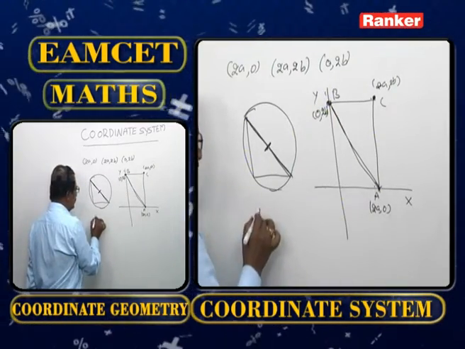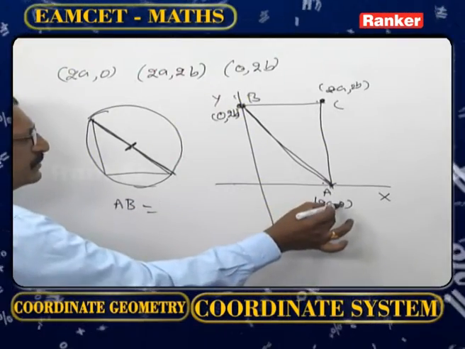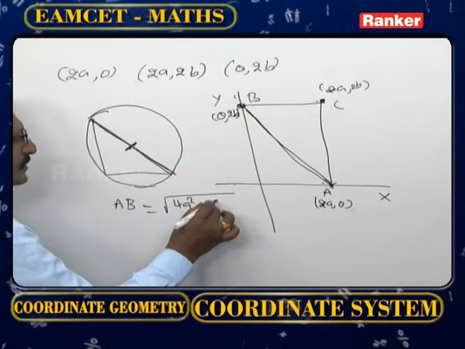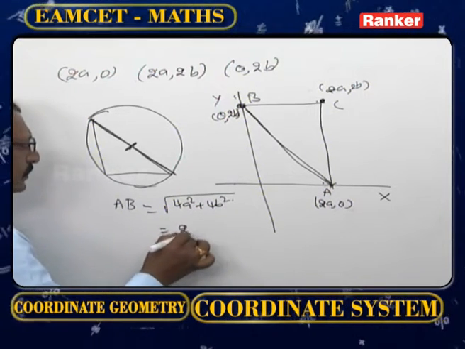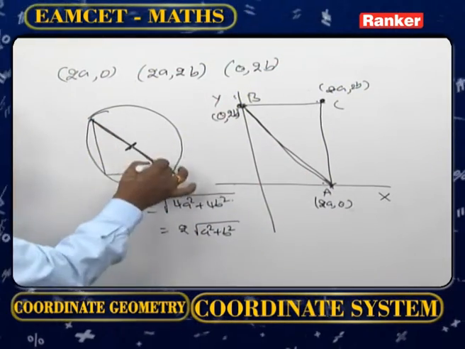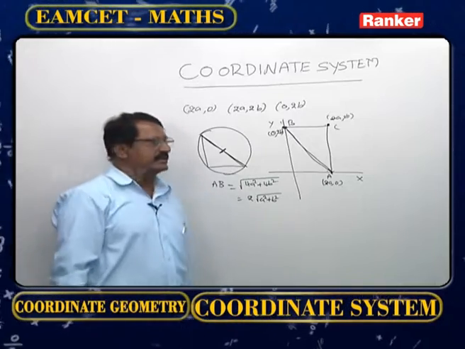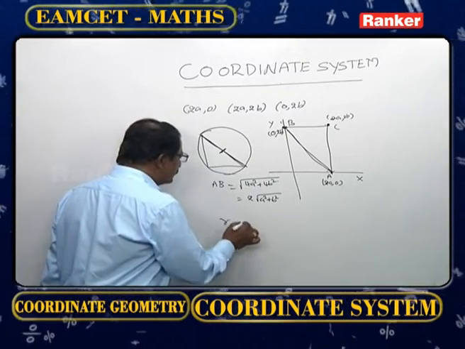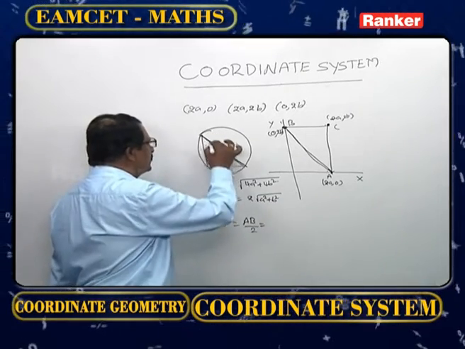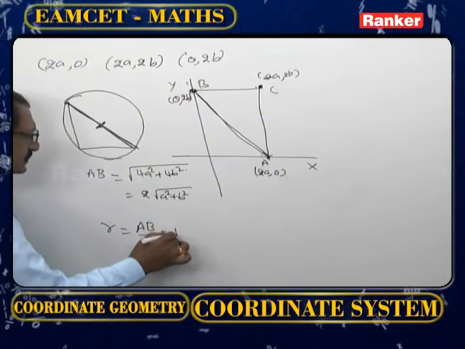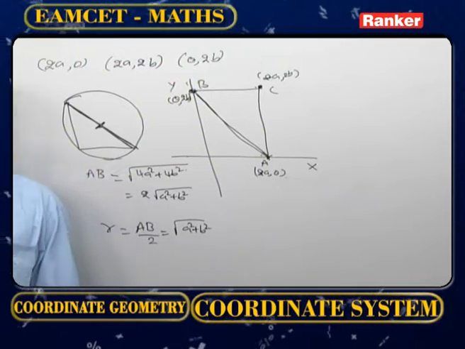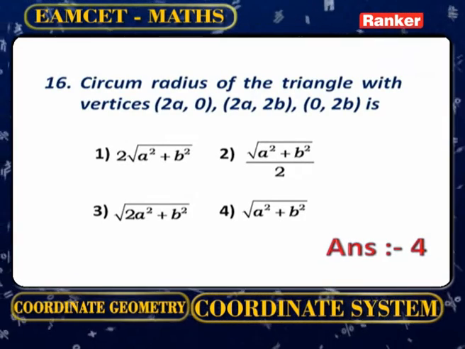The length of the hypotenuse AB equals the distance between the points (2a, 0) and (0, 2b), which equals the square root of 4a squared plus 4b squared, which equals 2 times the square root of a squared plus b squared. This is the length of the diameter of the circumcircle, but the required circumradius r equals half of the hypotenuse, which equals the square root of a squared plus b squared. So the fourth option is correct.